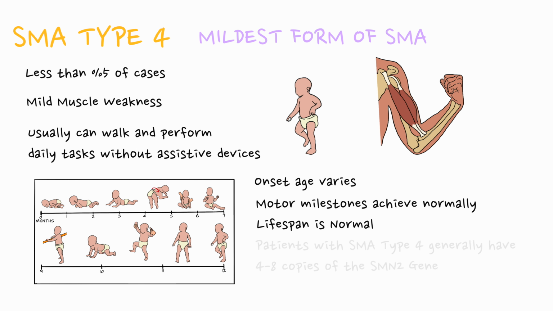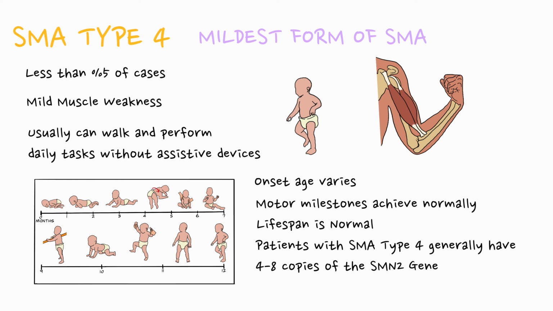Lifespan is normal. Patients with SMA type 4 generally have 4 to 8 copies of the SMN2 gene. Prevalence: less than 1 in 20,000 live births. Early diagnosis and proactive care are essential to optimize the well-being of individuals with SMA type 4.